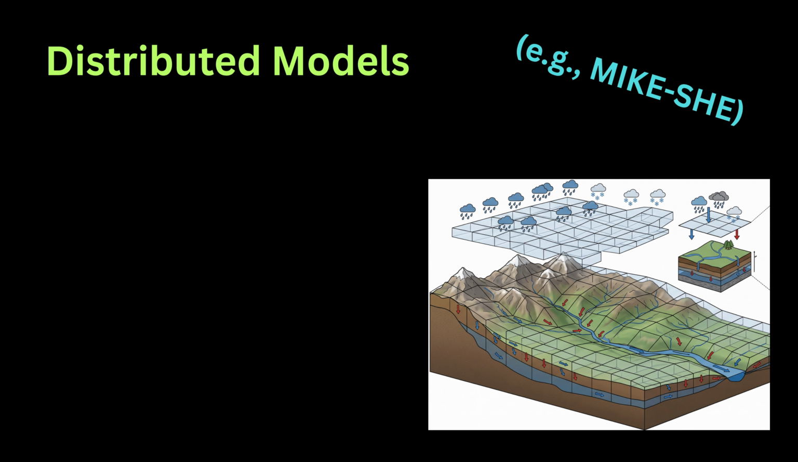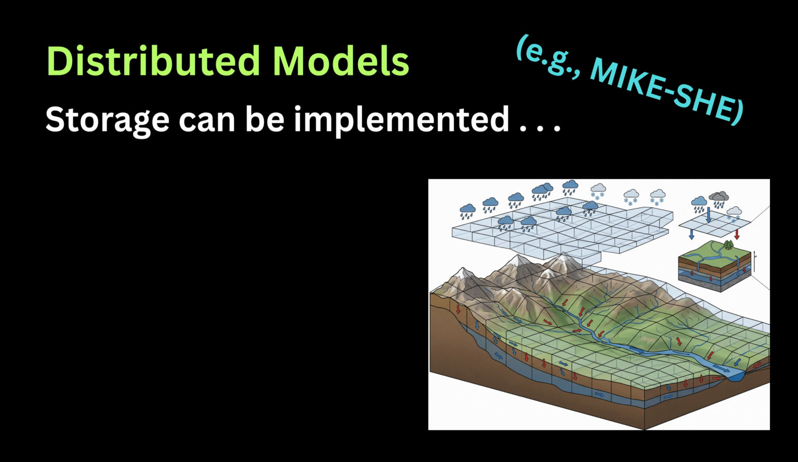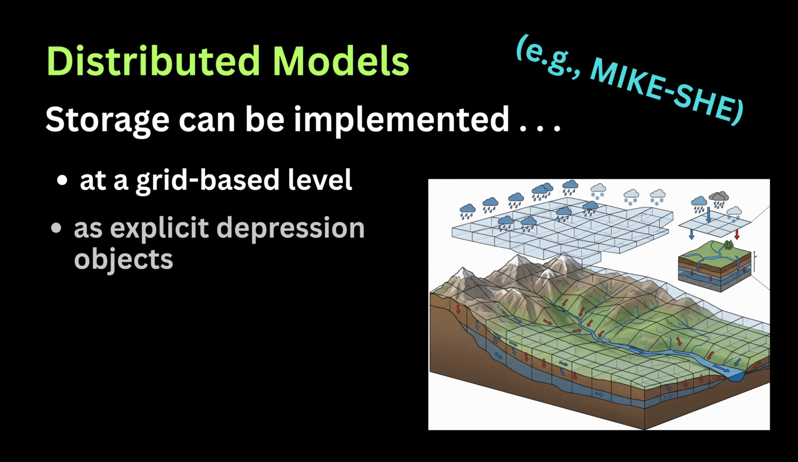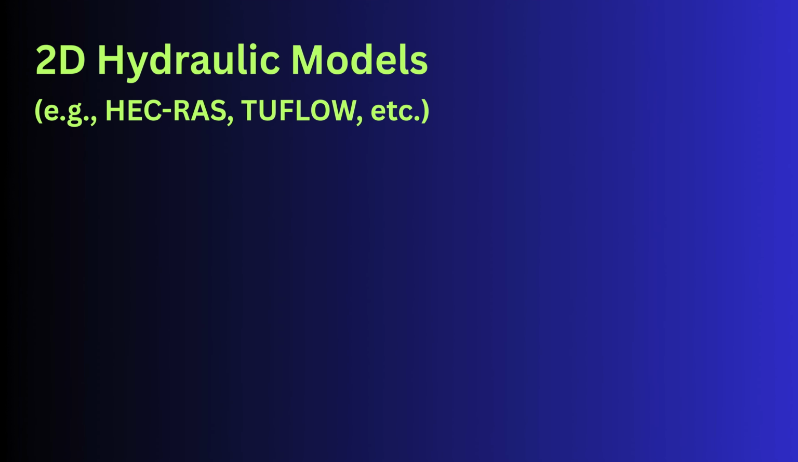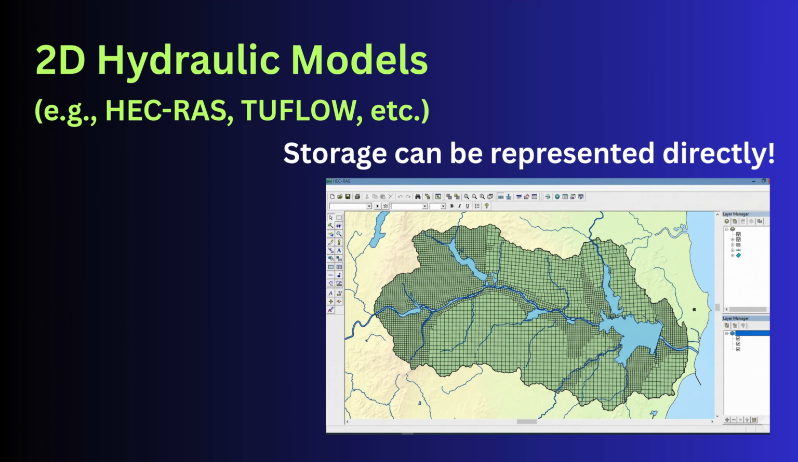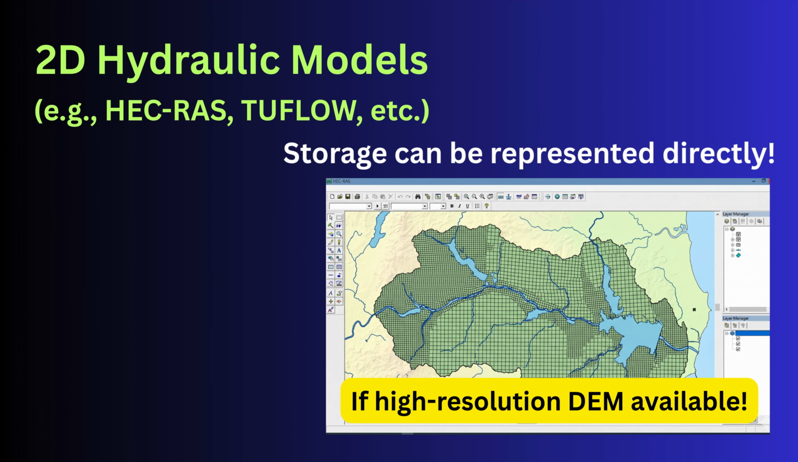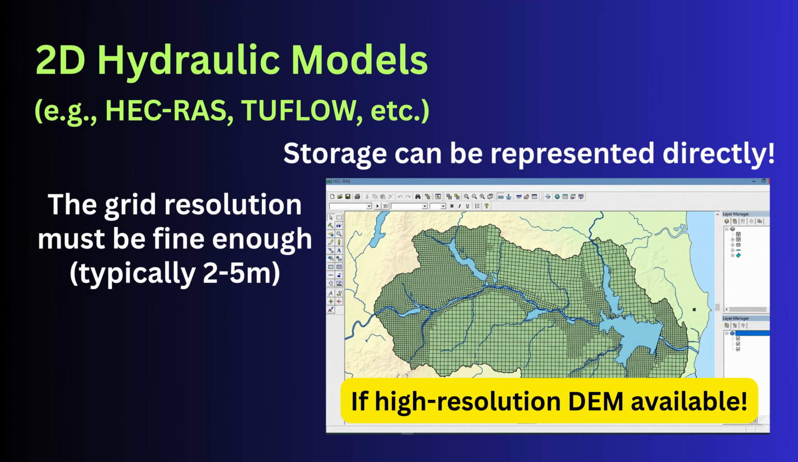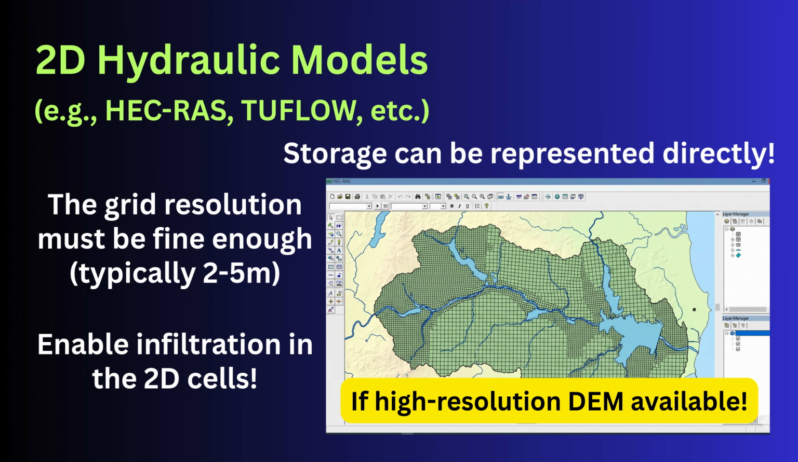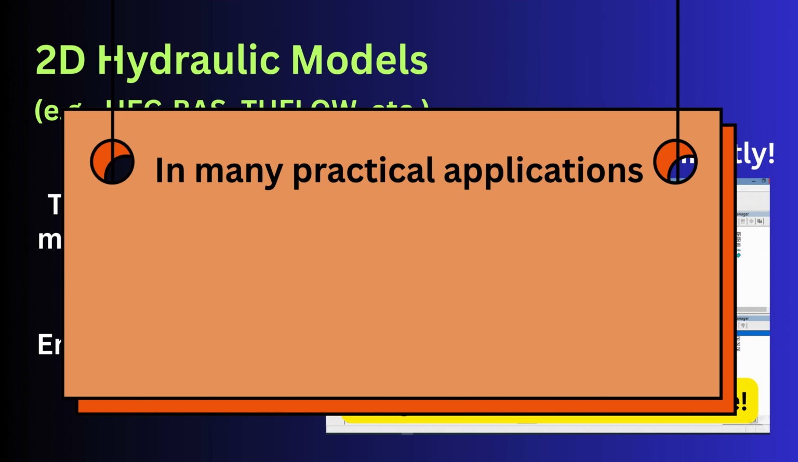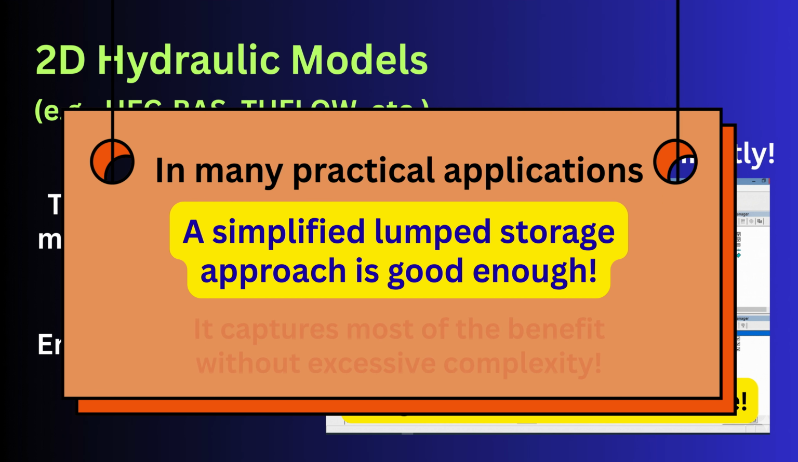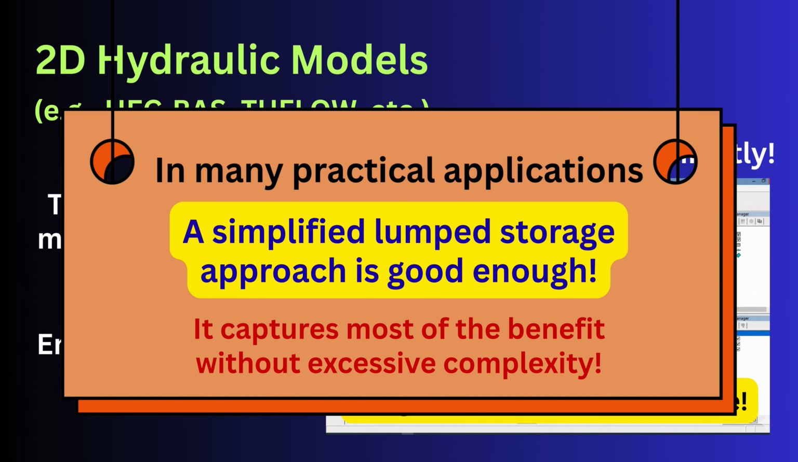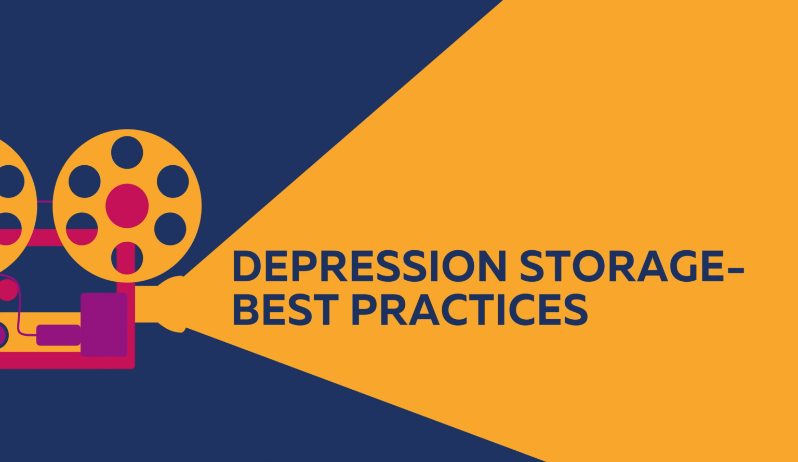In distributed models, on the other hand, you can implement natural storage at a grid-based level or as explicit depression objects. Finally, in 2D hydraulic models, natural storage can be represented directly if a high-resolution DEM is used as terrain. Also note that the grid resolution must be fine enough to resolve depressions. It is also needed to enable infiltration in the 2D cells. It is worth noting that in many practical applications, a simplified lumped storage approach already captures most of the benefit without excessive complexity. Practical recommendations are as follows.